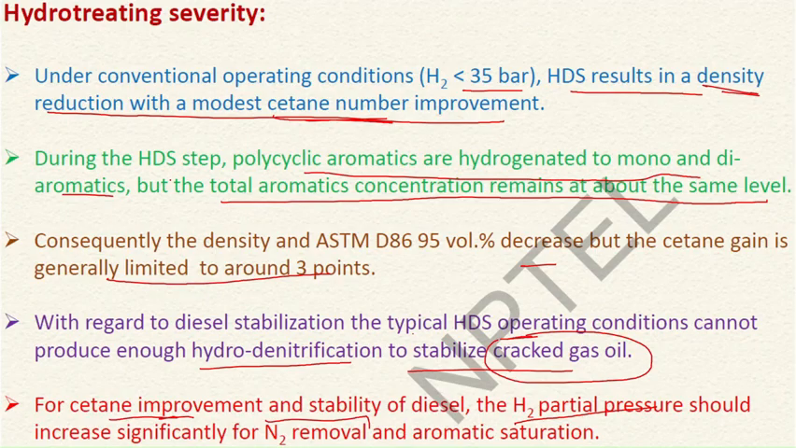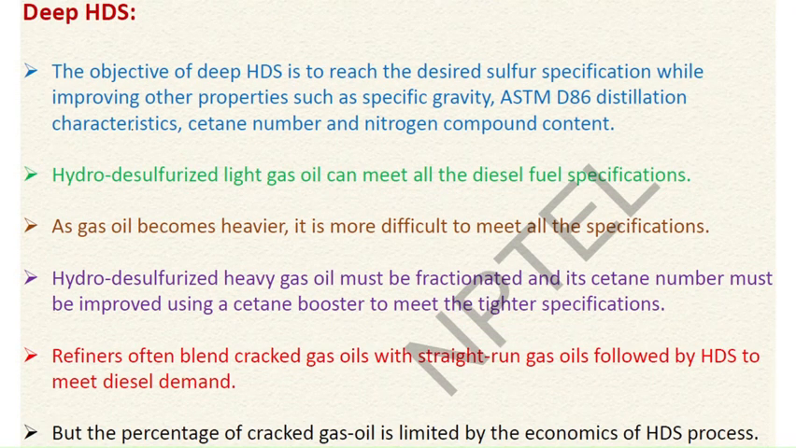But for HDN to take place, denitrification is required and aromatic saturation is required. For that, the hydrogen partial pressure should be increased. Here the hydrogen partial pressure was less than 35 bar, but for more severe operation, hydrogen partial pressure should increase. So, for that purpose, deep HDS is there.